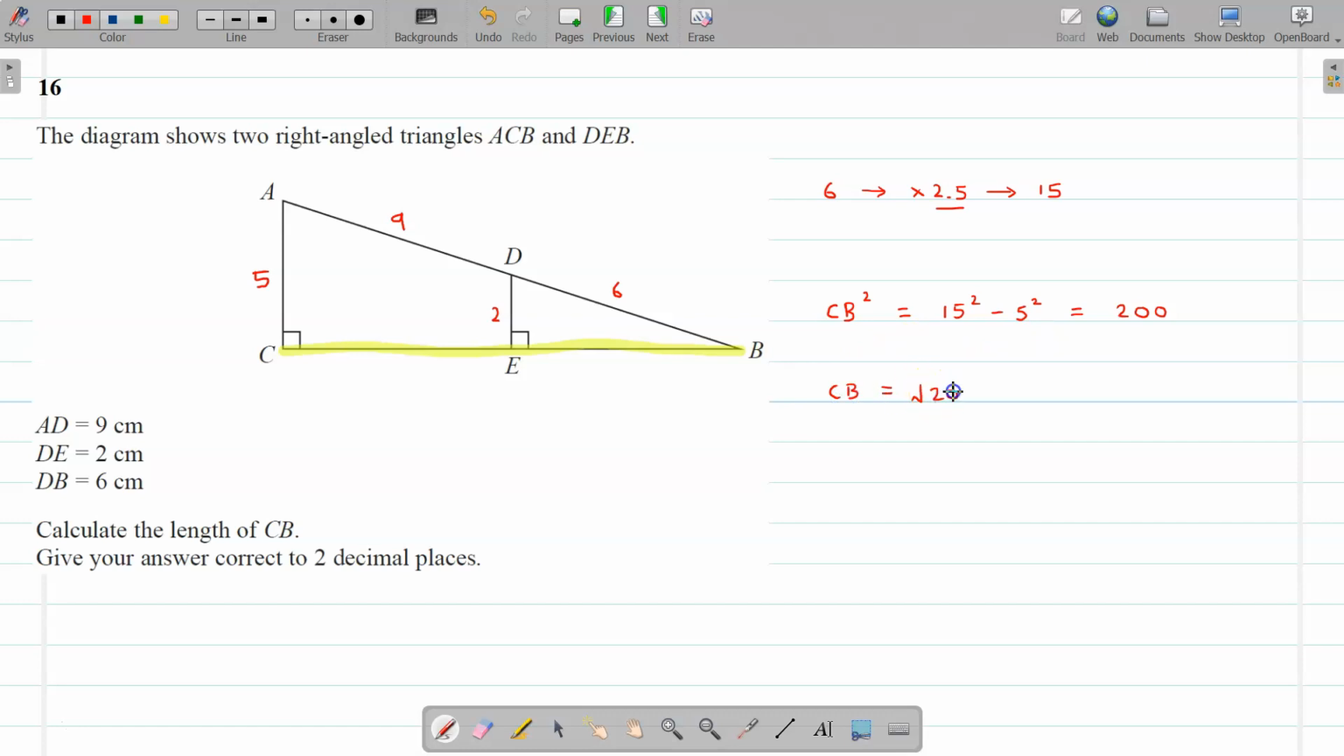Now, you can use the calculator, of course, because that's provided. You can use that in this paper. But the root of 200 is 14.14 to 4 significant figures, but you need that to 2 decimal places. So 14.14, and it's in centimeters to 2 dp. Okay, and that's it. Next question.